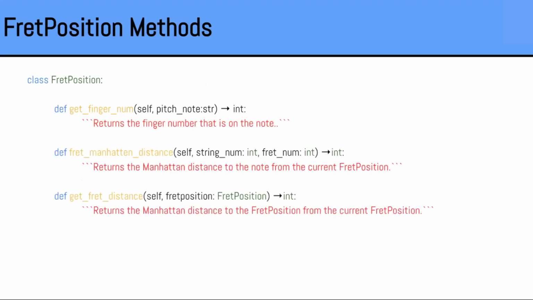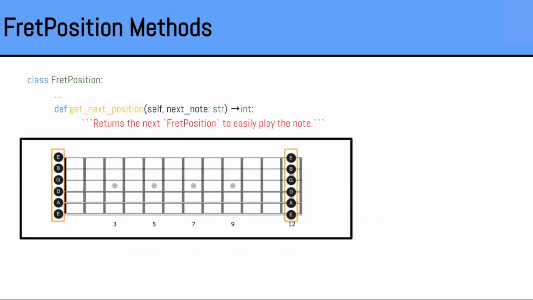We have defined a few helper functions and intermediary steps for our algorithm. We calculate the distance between positions, as well as Manhattan distance and fret distance. And the main crux of our algorithm is get next position, which returns the next fret position to easily play the note. To give you a visualization of what exactly this looks like, let's consider a fretboard. Let's say we're in fret position 2. We want to play a new note, B3, but we want to minimize the distance we have to move. If we want to play B3, we can just move down 2 frets.